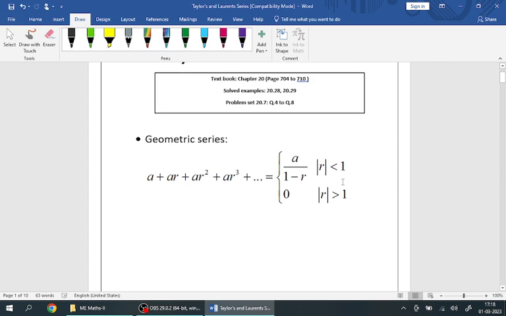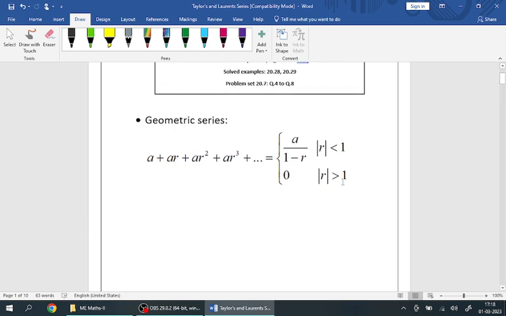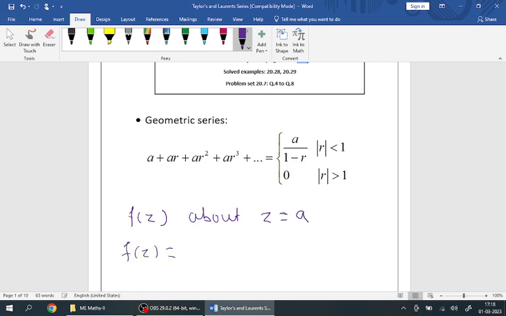Expansion of a given function f of z about the point z equal to a is given as f of z is equal to f of a plus (z minus a) into f dash a plus (z minus a) whole square upon 2 factorial f double dash a plus so on. Whatever this expansion is, it is known as a Taylor series.